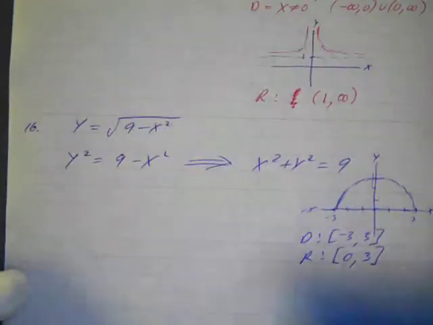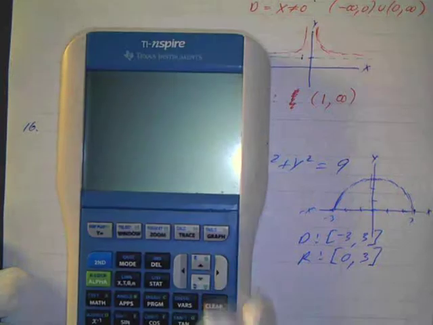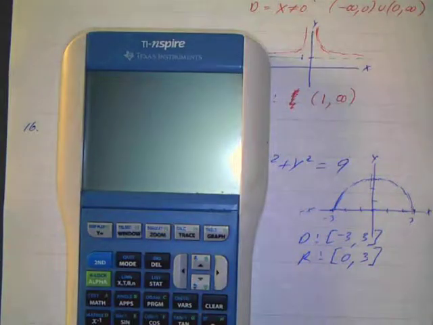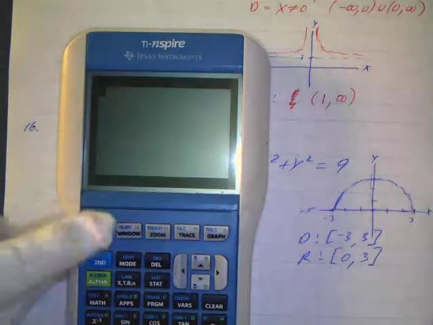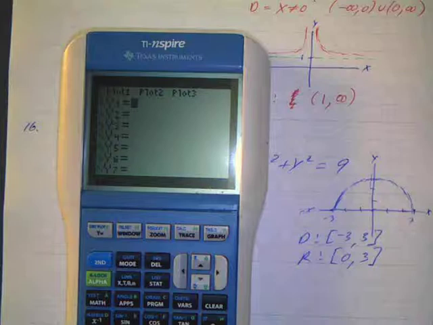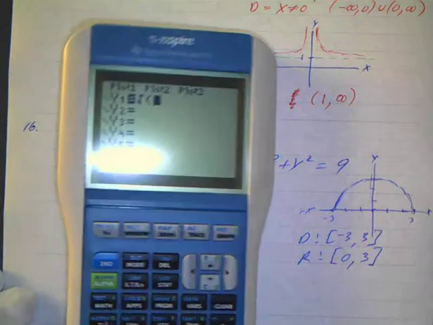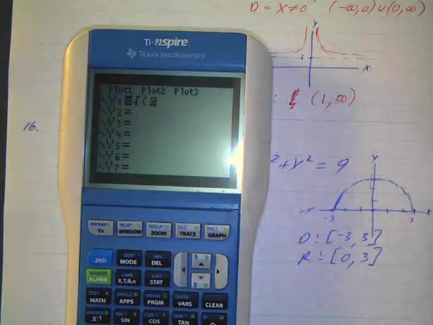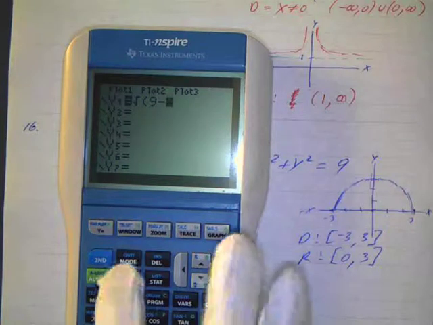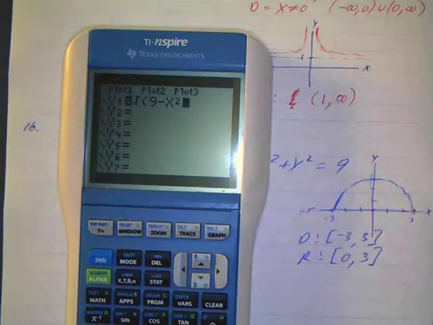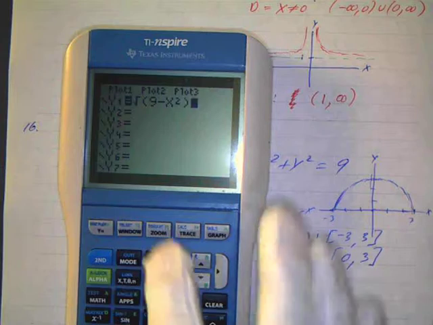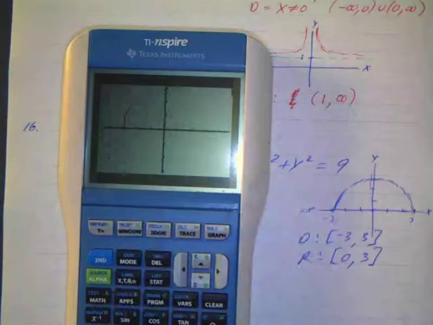The calculator might be interesting to put this in so you can see what's going on. So turn it on and go to y to graph it. It's going to be second square root, 9 minus x squared, parentheses, and I'll do zoom 4 because that should work. And there's your top part of the circle.